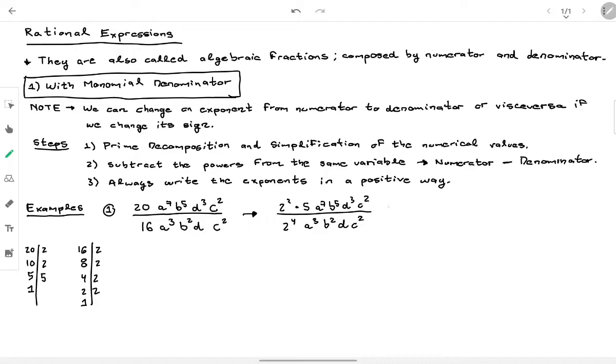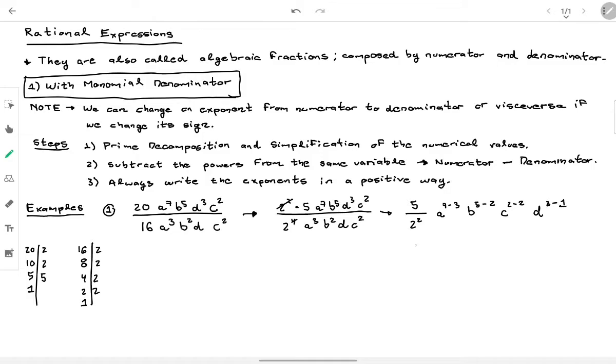What happens next? We can do the simplification of the numerical values. So we have 2 squared and 2 to the fourth. It's going to be only 2 squared on the denominator part. The 5 will stay in the numerator part. And what will happen with the letters? Remember, we need to subtract the powers, always numerator minus denominator. So it's going to be a, 7 minus 3. B, it's going to be 5 minus 2. Then I will write c, because remember the answer will always be ordered, 2 minus 2. And finally d, 3 minus 1.